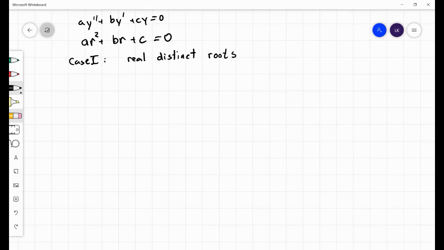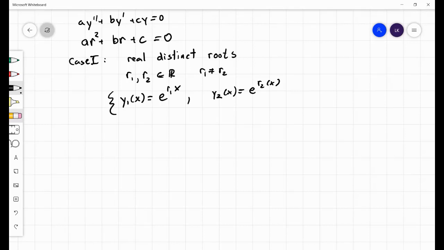So the roots of the polynomial are real numbers, R1 and R2 are real numbers, and furthermore they're not equal, so they're distinct. In which case the two independent solutions to your second order differential equation, as we assumed, are e to the R1 times x, and e to the R2 x. So that's your fundamental solution set. And your general solution to this homogeneous differential equation is just a linear combination of those two functions of the fundamental solution set.